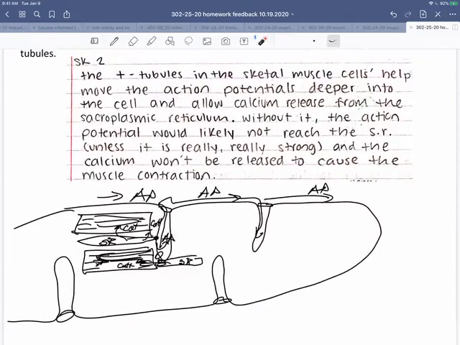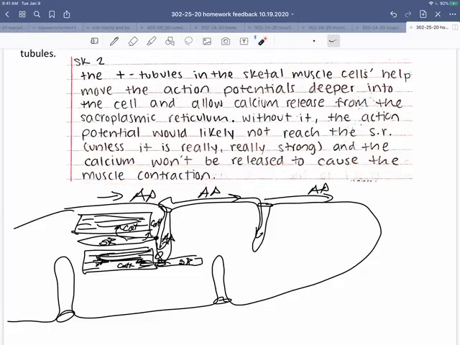So if we get rid of these T tubules, then we still have a chance of getting calcium in from the surface. If there are voltage-gated calcium channels here at the surface, we can get calcium into these sarcomeres and get contraction, but these deep ones won't get any. And so we'll get a weaker contraction. So calcium won't be released deep in the cell to cause the muscle contraction.